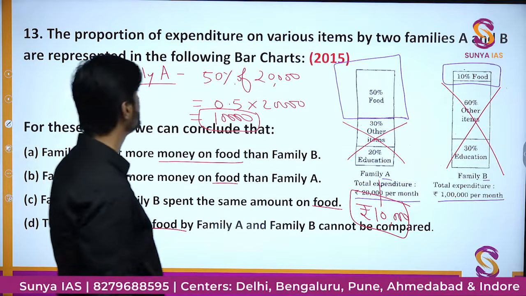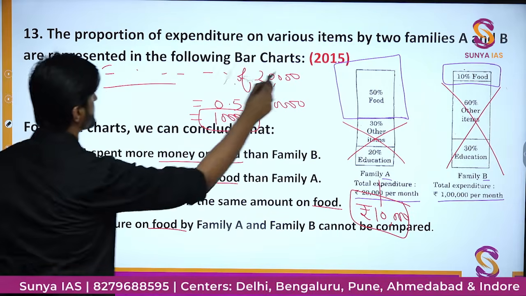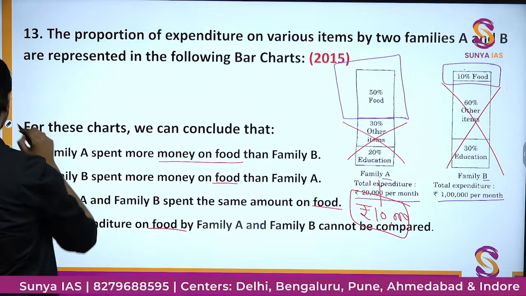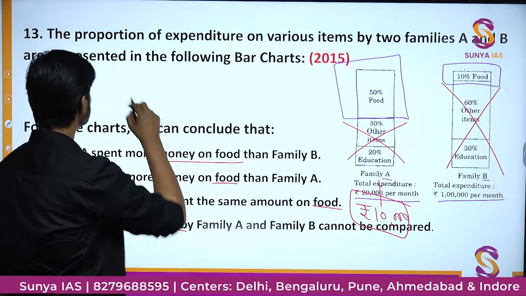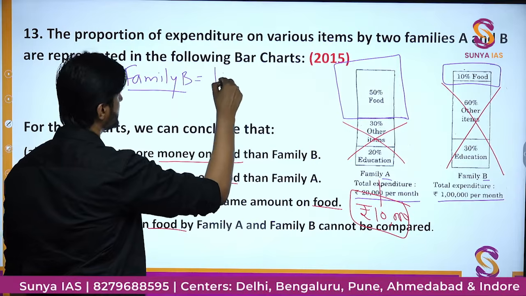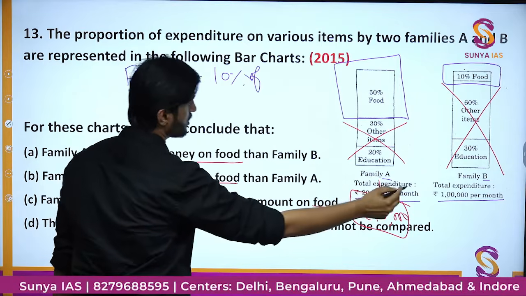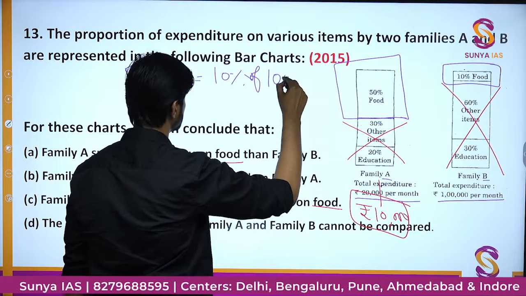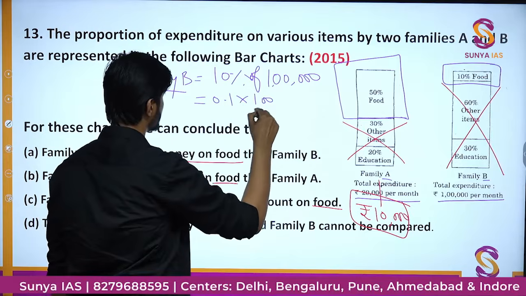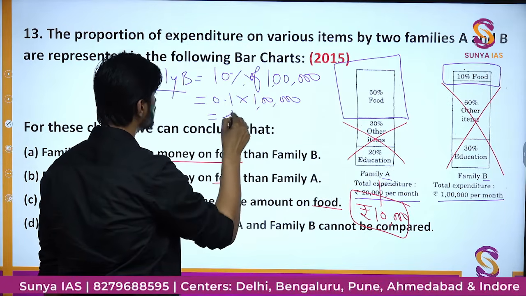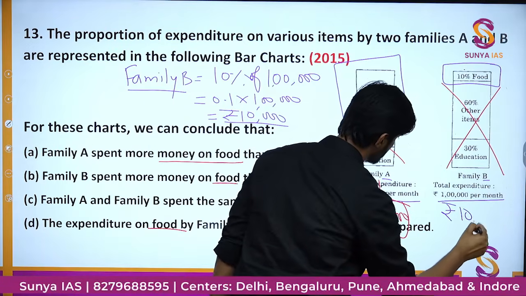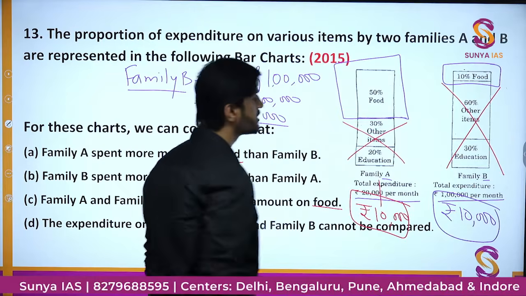Let us talk about family B then. So if we talk about family B, they are spending actually 10% of their total expenditure on food, and total expenditure is 1 lakh. And so it is going to be 0.1 into 1 lakh. That is again going to be rupees 10,000. So this family is also spending rupees 10,000. So both of the families spend an equal amount.